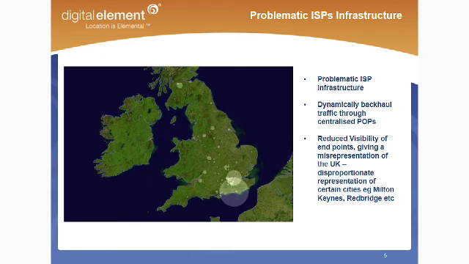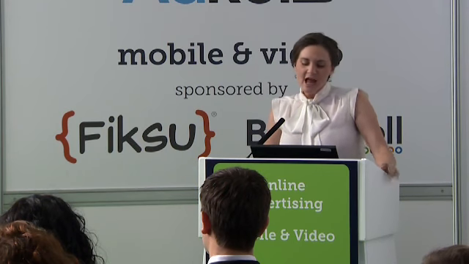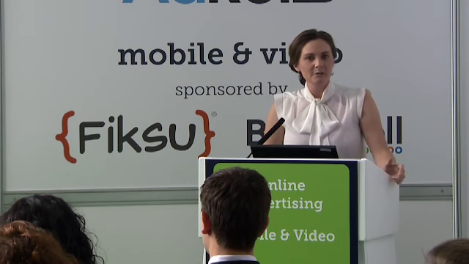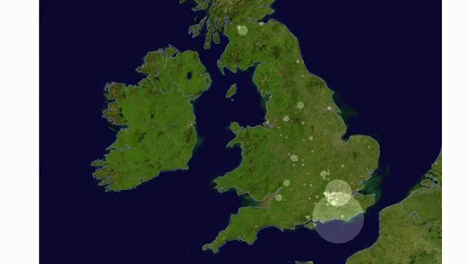A little bit about how it works with regards to some problematic ISPs. This is of the UK, but it's by no means bespoke just to the UK. Some of you might be familiar where you've seen targeting not quite work as it should, and this is down to dynamically backhauled traffic. As you can see in this, I hope you can see it particularly at the back, you've got little greyed circles. These are centralized points of presence.